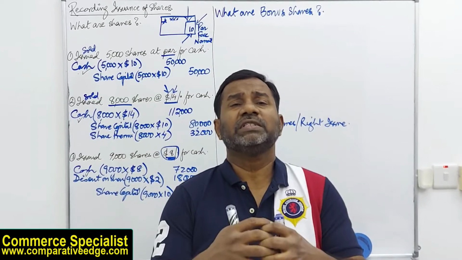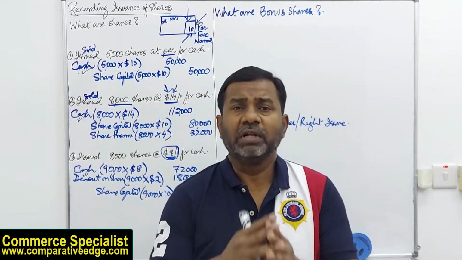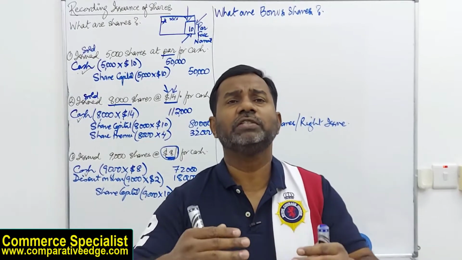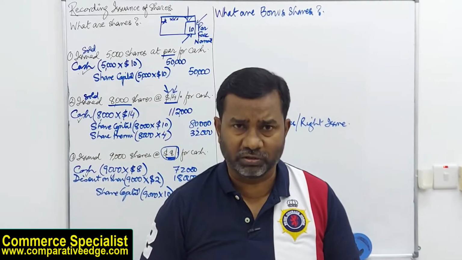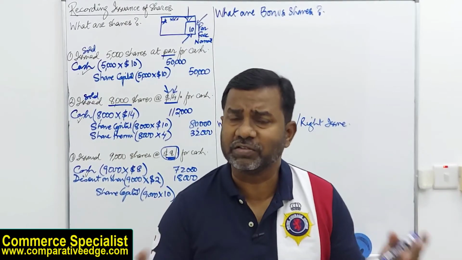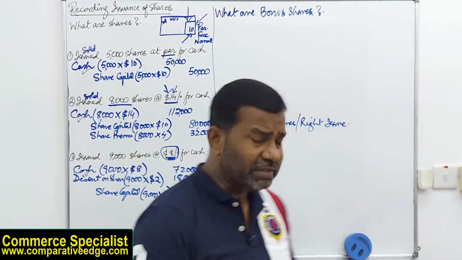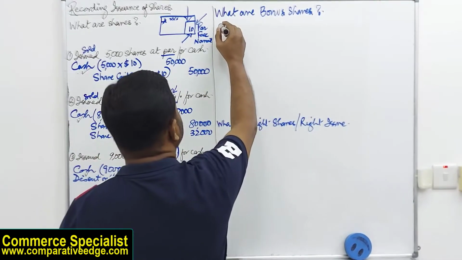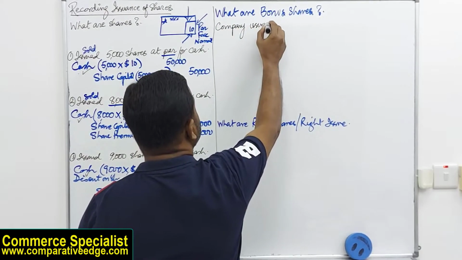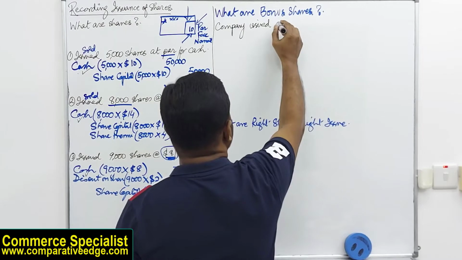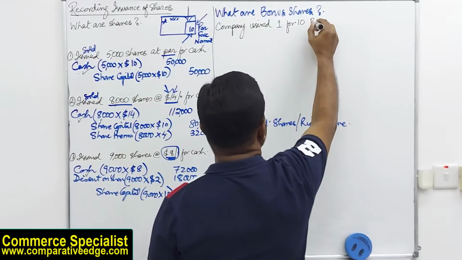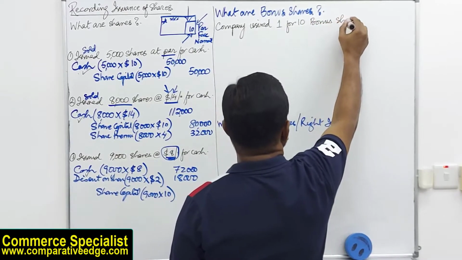Sometimes company sells their shares but does not get any money in return. We call it bonus shares. Shares given free of cost to the existing shareholders. Most of the times you don't get a straightforward question that the company sold 10,000 bonus shares. So that's pretty simple. Sometimes they write like this: company issued 1 for 10 bonus shares.